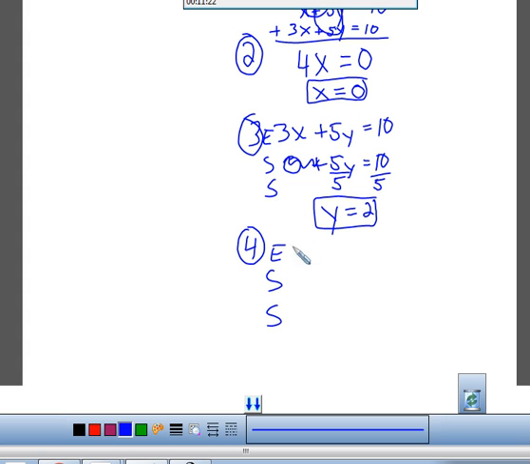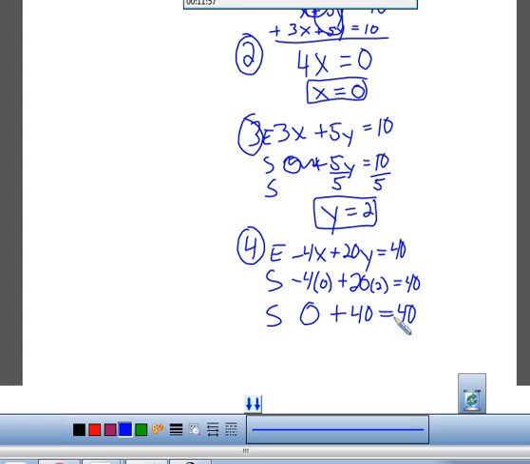ESS. I'm going to use the other equation. The other equation is negative 4x plus 20y equals 40. So I plug in 0 for x, 2 for y. Negative 4 times 0 is 0. 0 plus 40 is 40. So 40 equals 40, and that checks beautifully.